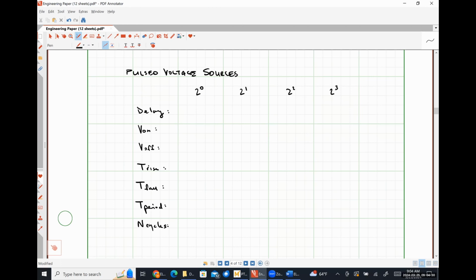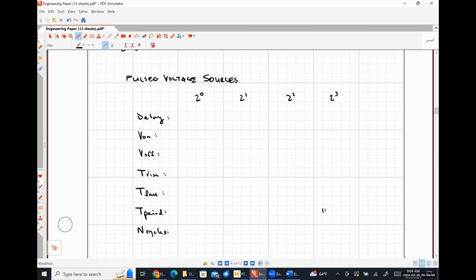Which of these bits is changing the slowest? The 2 to the 3 bit is the one that's changing the slowest. Let's say that its period is 1,000 milliseconds, just 1 second. So if the period of the 2 to the 3 bit is 1,000 milliseconds, and it's the one that's changing the slowest, what should the period of the 2 to the 2 bit be?